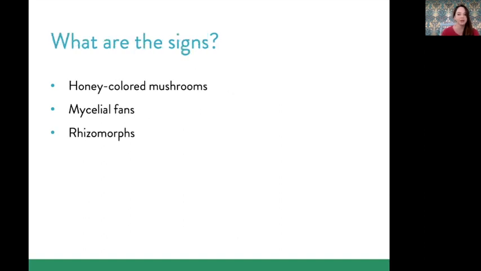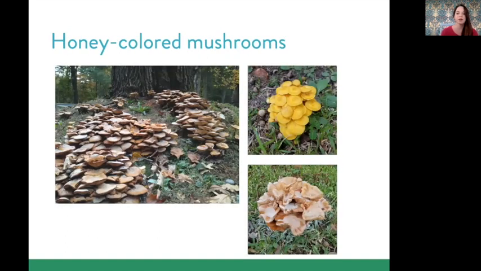There are three distinct features that you can see without magnification. The signs are honey-colored mushrooms, mycelial fans, and rhizomorphs. Honey-colored mushrooms typically appear in a cluster at the base of infected trees or shrubs. Sometimes you'll see them pop up from a buried root in the grass or ground cover away from the infected tree. They also form on old stumps. When you see the mushrooms, the fungus has likely been present below ground for quite some time. And yes, people have eaten them, but beware, some have reported stomach aches.